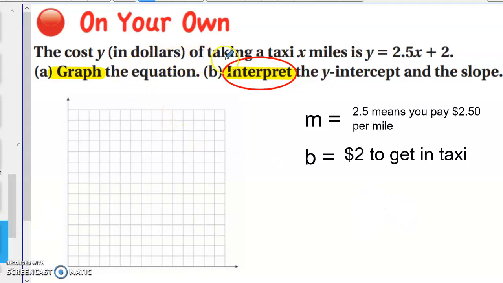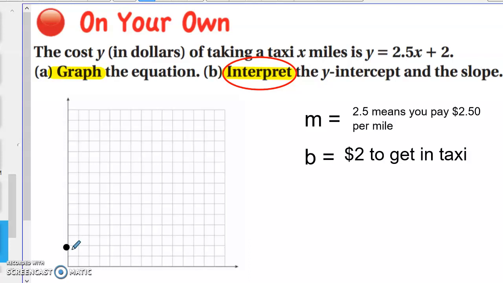All right, so the cost y in dollars of taking a taxi x miles is y equals 2.5x plus 2. Graph the equation and interpret the y-intercept and the slope. Well, my y-intercept for this equation is 2, so that's the first part that I put a dot at. My slope is 2.5, and that means 2 1/2. But then if I rewrite that as an improper fraction, that gives me 5/2.